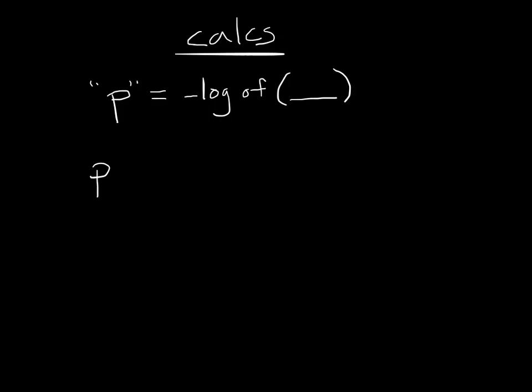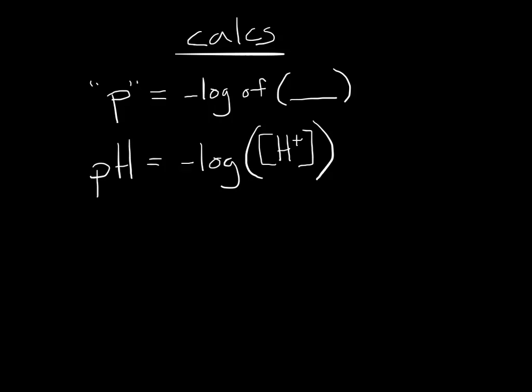So pH means the negative log of what? You got it, H. And more specifically, the concentration of H plus inside of the solution. So if you know the concentration of a particular acid, you can figure out what its pH is by taking the negative log of that concentration.